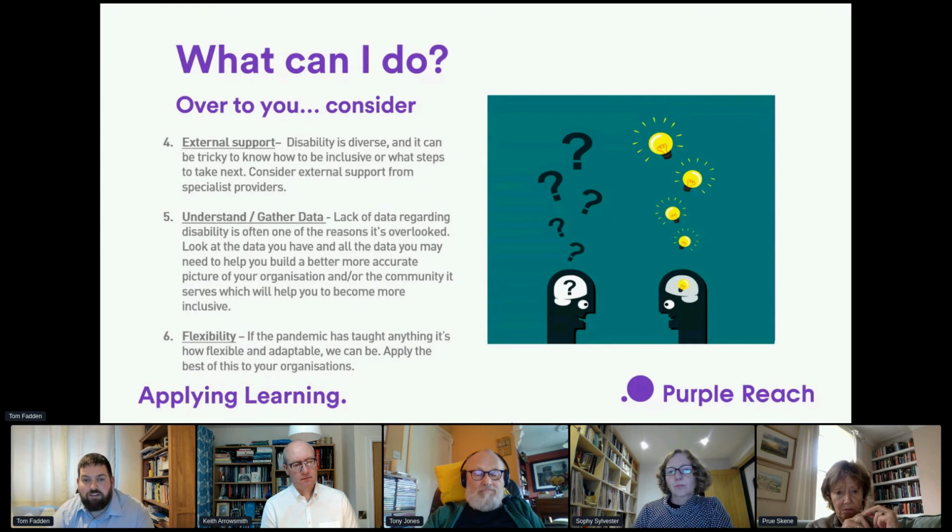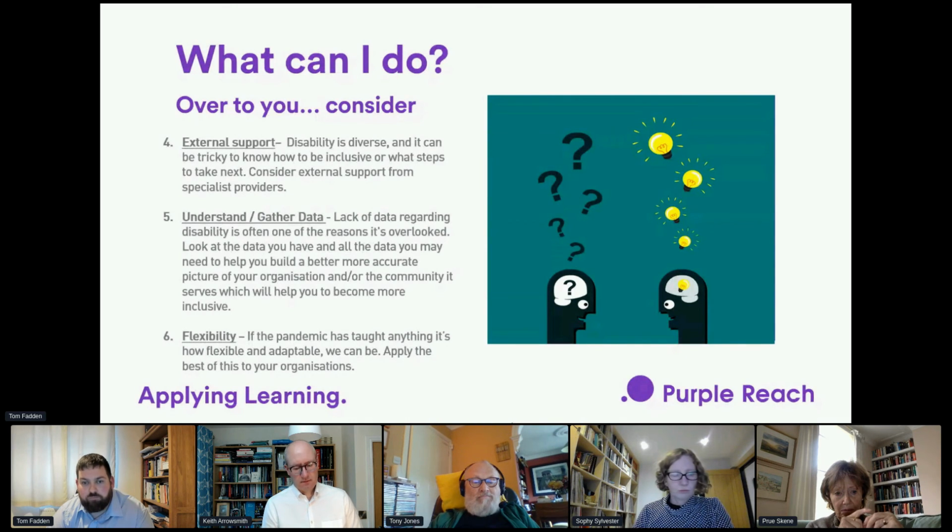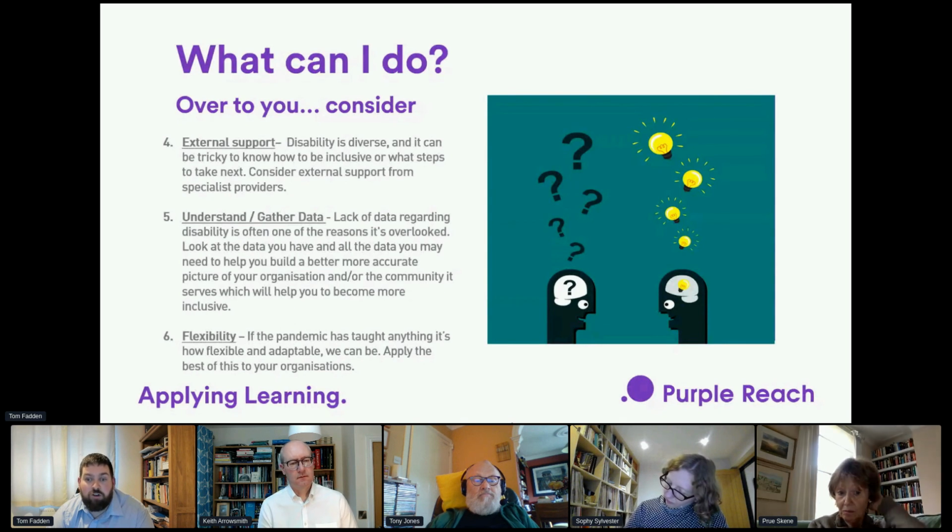Look at your own data, understand what you have, what picture you can build, whether you need to gather any more data, and then that helps you build an accurate picture of your organization and also the community you serve in order to be more inclusive.